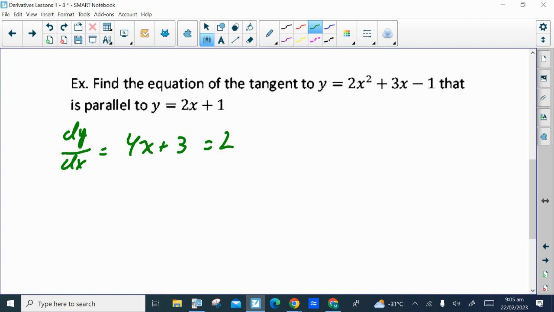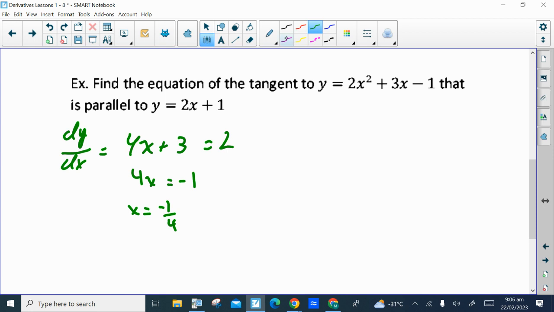So to find where on the curve our tangent line will be parallel to 2x plus 1, it's where the slope equals 2. This is an expression for the slope, 4x plus 3. So now we're going to solve for x. This will tell us where the point of tangency is. The point of tangency would have to be where x equals negative 1/4. Again, the derivative gives you an expression for the slope of the tangent, which we know must be parallel to 2x plus 1, so it must have the same slope, which is 2.